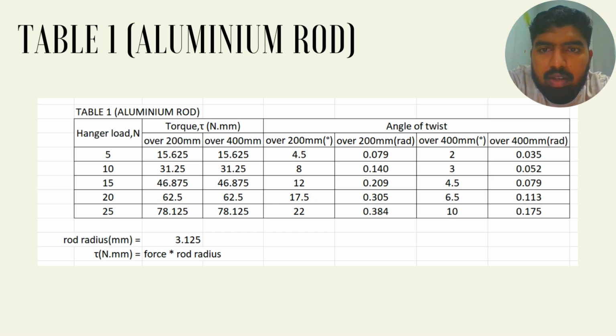So for table 1, we've got the aluminium rod, we've got hanger load in Newton, torque in Newton times millimeter, and angle of twist, which we've divided over two sets of data, in radians and in degrees. During the experiment, we'll be using the degree, and for the calculation, we'll be using gradients. The rod radius for the aluminum rod is 3.125 millimeter, and to calculate the torque, which is force times rod's radius.